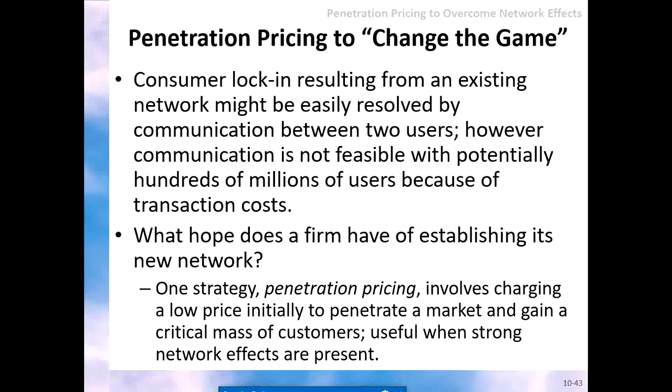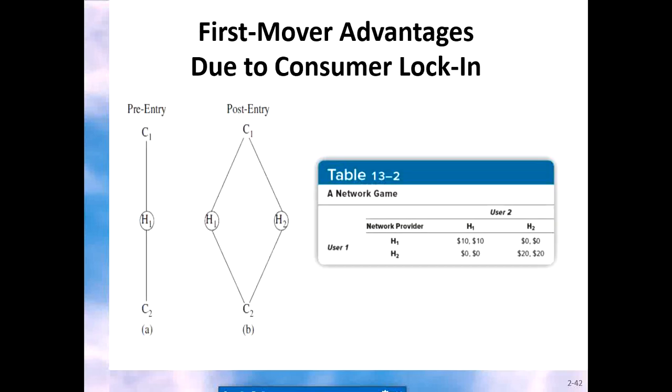So, how to avoid that? Now we use penetration pricing to change the game. Consumer lock-in resulting from an existing network may be easily resolved by communication between the two users. However, communication is not feasible with potentially hundreds of millions of users because of the cost, or transaction cost. What hope does a firm have in establishing its new network? That means firm H2, in order to get both of them subscribed here.